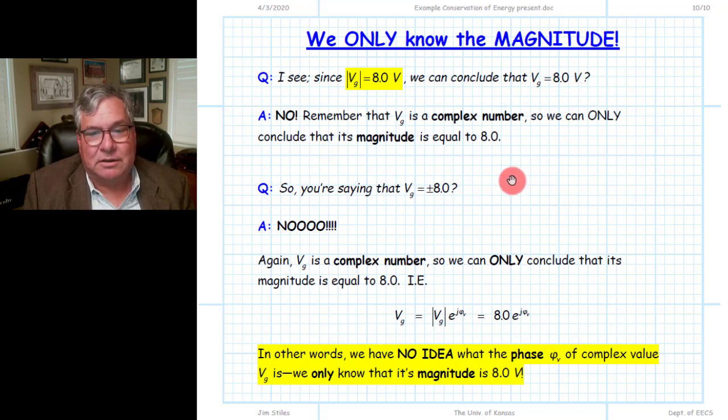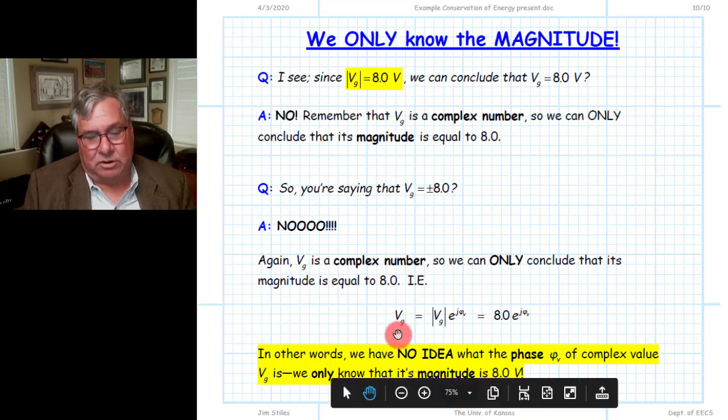Sometimes students will then go further and say, well, okay, Vg is either plus or minus 8. Well, again, if Vg were known to be a real value, we could take the expression that the absolute value of Vg is equal to 8 and from that conclude that Vg must be plus or minus 8. But again, there's no reason to believe that Vg would be a real value. It is a complex number. We can't say it's plus or minus 8.